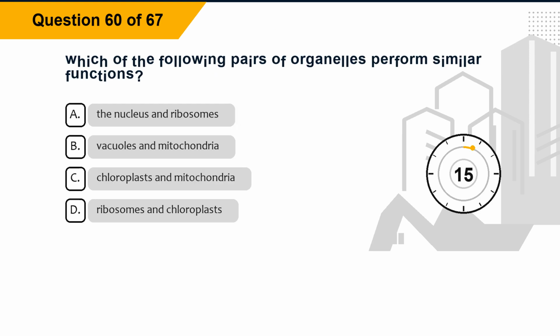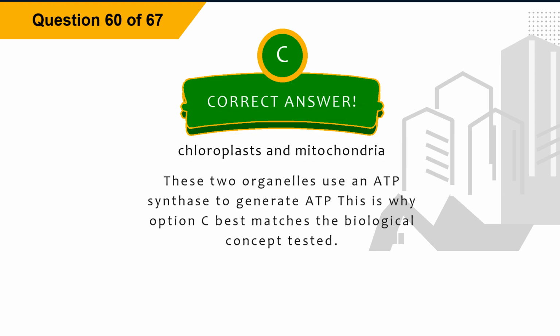Question 60. Which of the following pairs of organelles perform similar functions? Option A, the nucleus and ribosomes. Option B, vacuoles and mitochondria. Option C, chloroplasts and mitochondria. Option D, ribosomes and chloroplasts. The correct answer is option C, chloroplasts and mitochondria. Explanation: these two organelles use an ATP synthase to generate ATP. This is why option C best matches the biological concept tested.